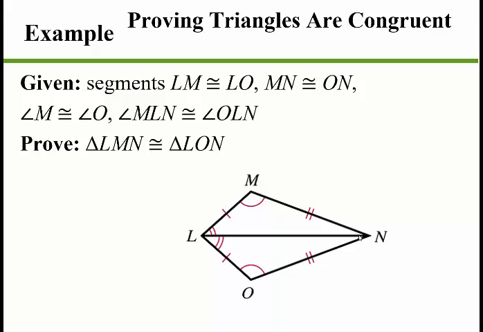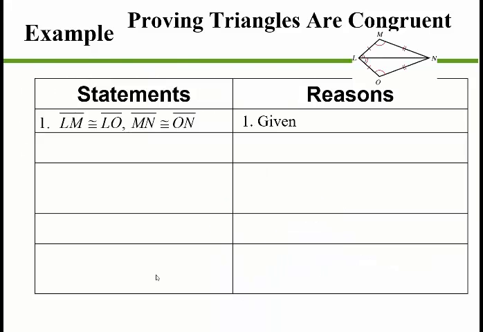So what I want to do is prove that triangle LMN is congruent to triangle LON. All right, so to do that, remember, congruent figures must have all the same angles and all the same sides. So what I must show is that this interior angle here is congruent to this interior angle, and that this side of the triangle is shared, equal among both of them. All right, so I'll do a column proof here.